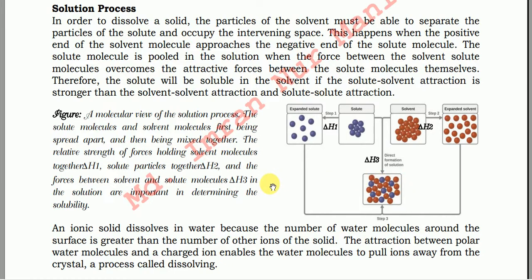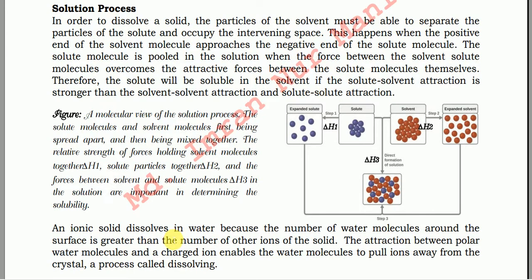If we want to know a particular example of solution, you can take the book written by Bahl Tuli known as Essentials of Physical Chemistry, and you will have an example of the solution process. An example was given for the solution process of sugar in the water. An ionic solid dissolves in water because the number of water molecules around the surface is greater than the number of other ions of the solid. The attraction between polar water molecules and a charged ion enables the water molecule to pull ions away from the crystal, a process called dissolving.